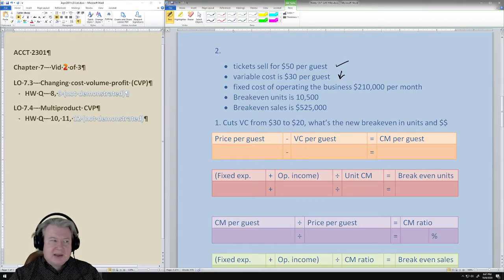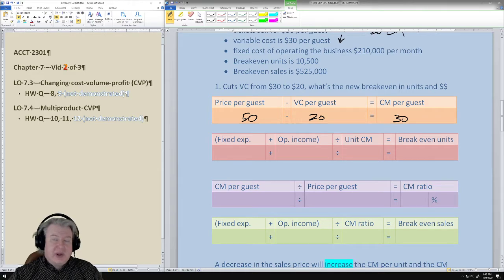So exactly the same thing that we did before. All we're going to do is take the new set of numbers and recalculate, and we can compare it to the previous one. We're going to have a price of 50. Now the new variable cost is 20, so the contribution margin has gone up. This contribution margin was 20, right? So it's gone up. We're getting an extra $10 per ticket sold.